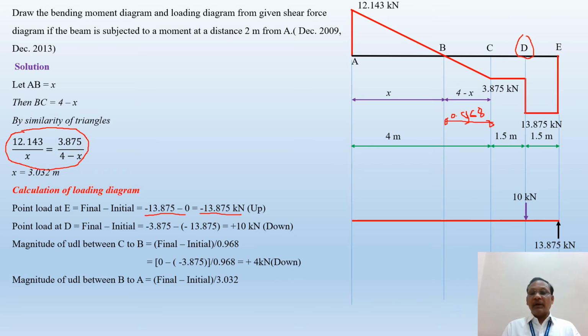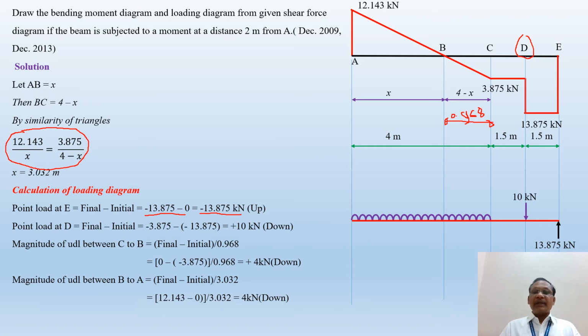So let us calculate the magnitude of UDL between point A to B. Again you write down final minus initial divided by the distance. Final minus initial means the change in shear force with respect to distance. You will get the magnitude of UDL. So final minus initial divided by the distance is 12.143 minus 0 divided by 3.032, which is the x distance. So we get again 4 kilonewton. Show the UDL. That means the UDL between A, B, C has the same magnitude of 4 kilonewton per meter.